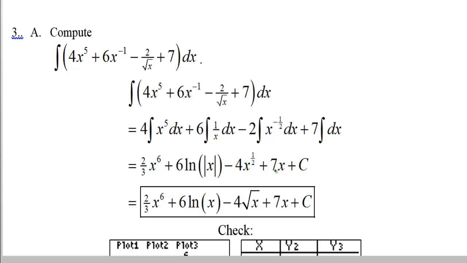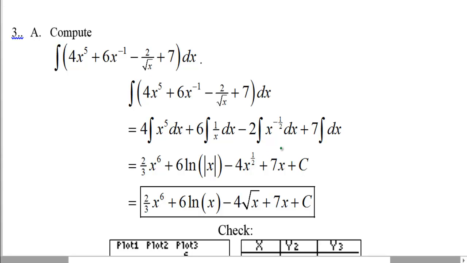You can check this by doing a derivative. 6 times 2/3, 6 divided by 3 is 2, times 2 is 4, and the power goes down to 5. That's the first term. The derivative of the absolute value of x is 1 over x, times 6 is 6 times x to the negative 1. 1/2 times negative 4 is negative 2. Power goes down 1. That's 1/2 minus 1 is negative 1/2 of the power, which is 1 over square root of x. And the derivative of 7x is just 7, the derivative of c is 0.